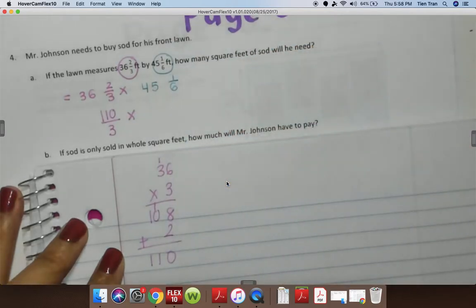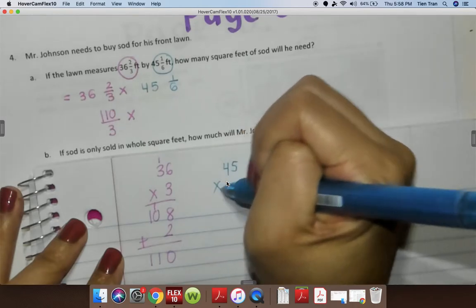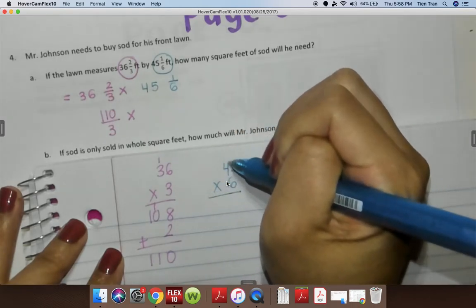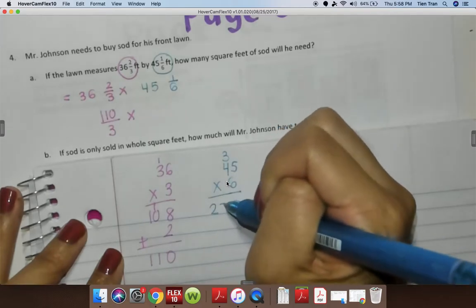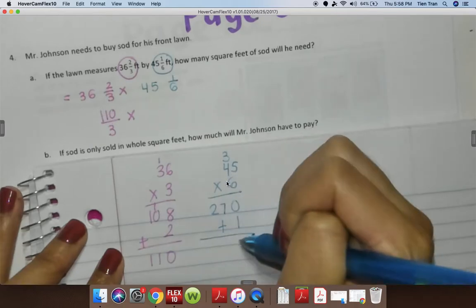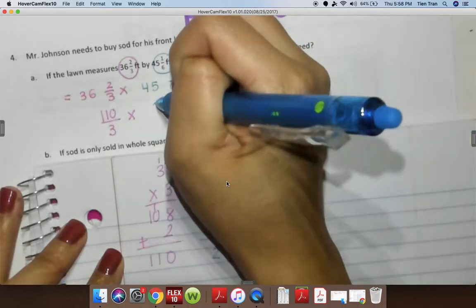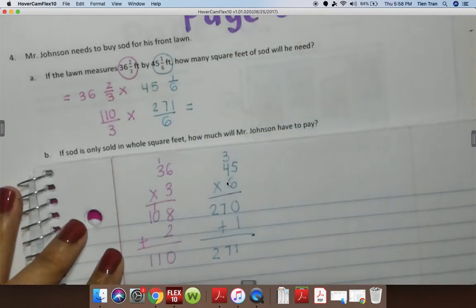And on the other side, I have 45 times 6. 6 times 5 is equal to 30. 6 times 4 is 24, plus 3 is 27. So I have 270 plus 1, which is equal to 271 over 6. Now I'm going to multiply my two numbers together to get my answer.